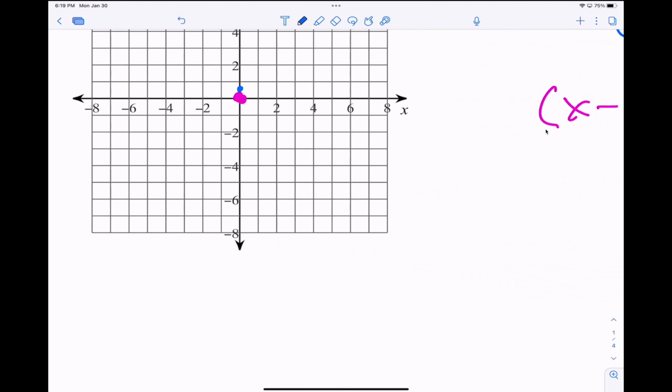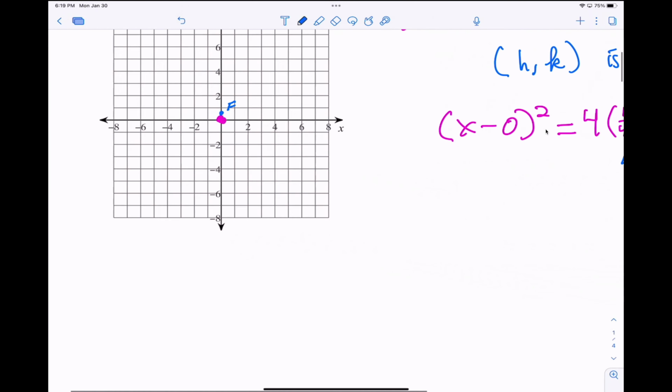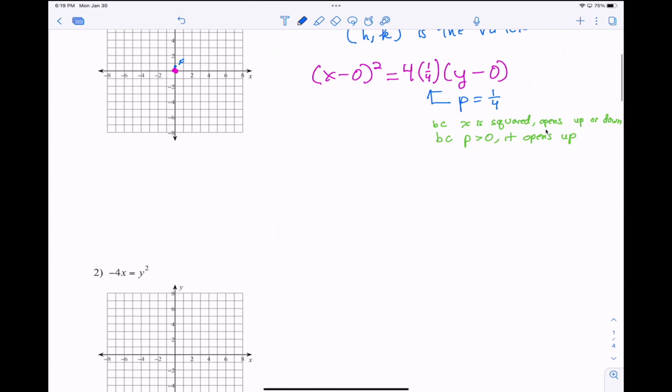Okay, so that's where the focus is. The coordinates of the focus then must be 0, because it's above the origin. It's not going left or right. And then the y value is 1/4, because we have a p value of 1/4, and it has to be directly above the vertex on the y-axis.